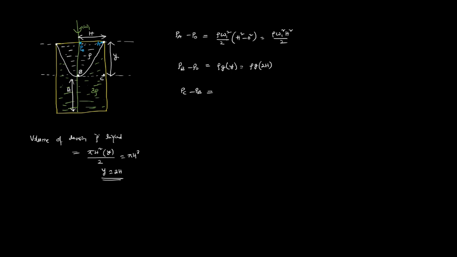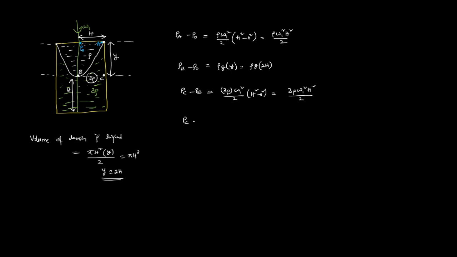In between point B and point C, we have a 3 rho liquid. So I can write down 3 rho into omega 1 square by 2 into H square minus 0 square. So you will get 3 rho omega 1 square H square by 2. These are the different pressure values we got: this is PA minus P naught, this is PB minus P naught, this is PC minus PB, and again I can write down PC minus PA, which is vertically present.